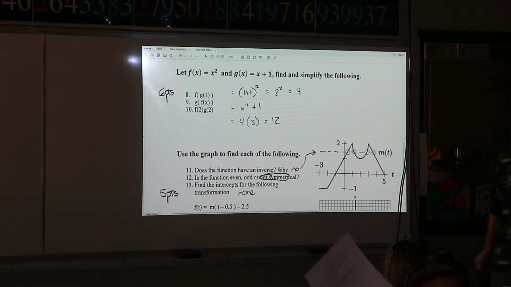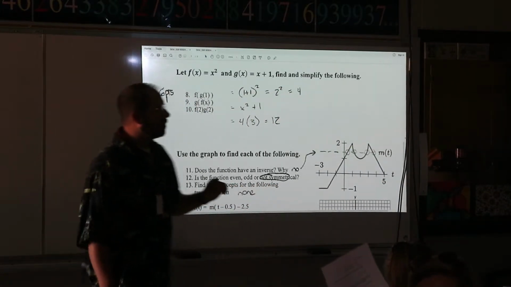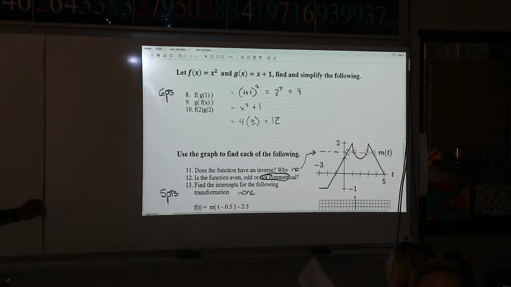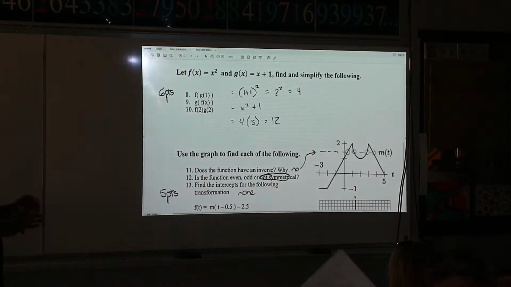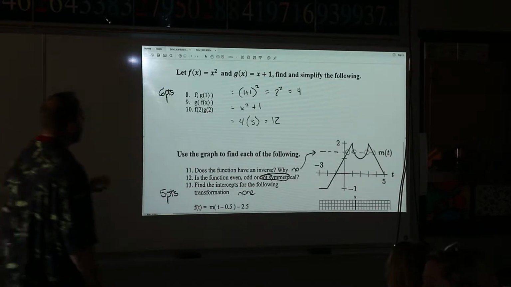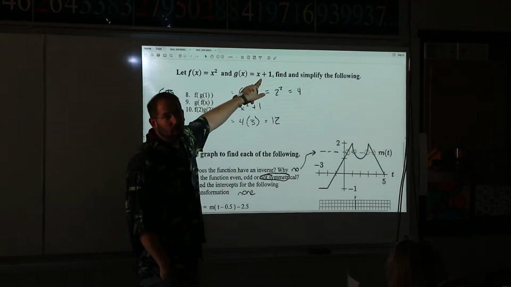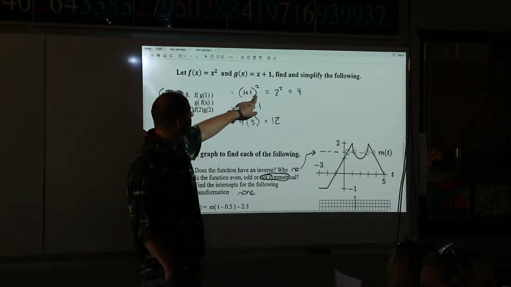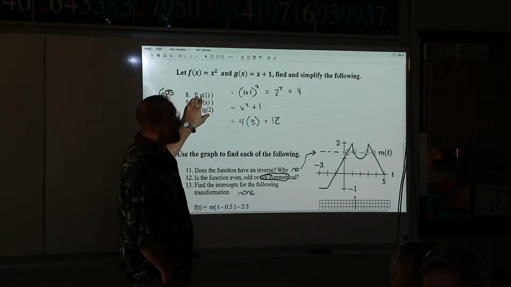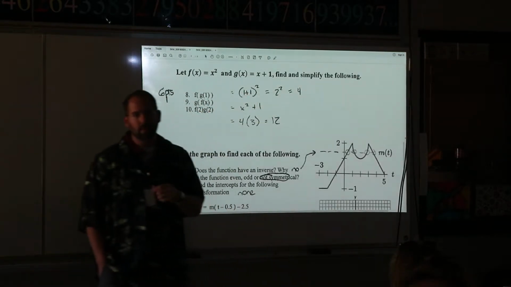8 through 10. These you should not get wrong. I got 3. You should not. The reason why is this is just simple Algebra 1. You're plugging a 1 into the g function. 1 plus 1 is 2. And then you have to plug it into the f function, 2 squared, which is 4.